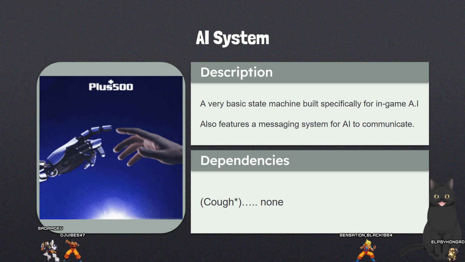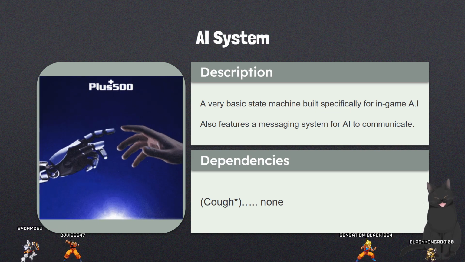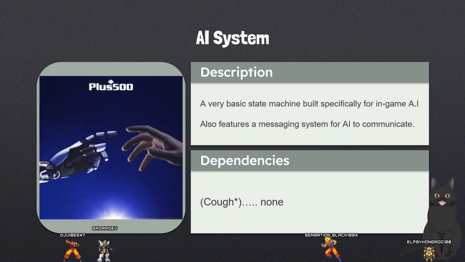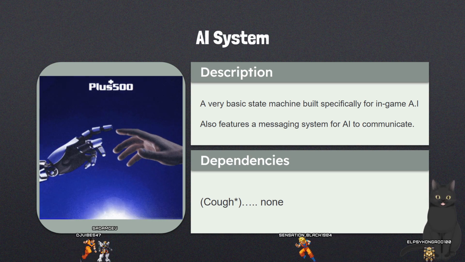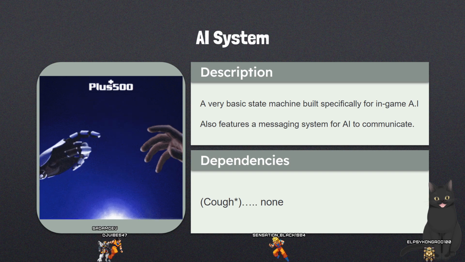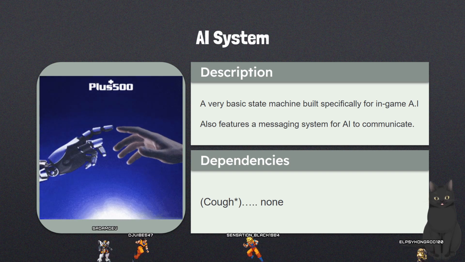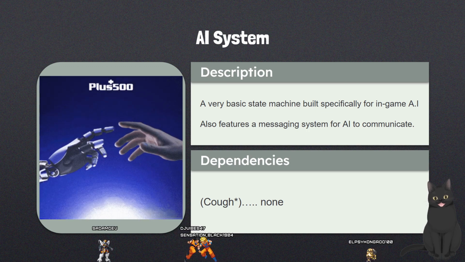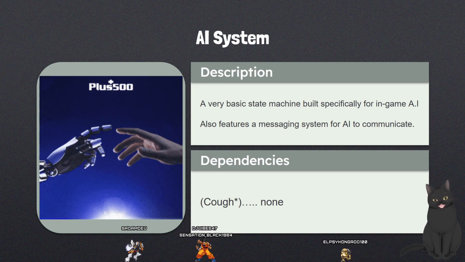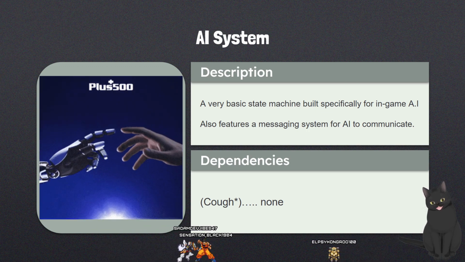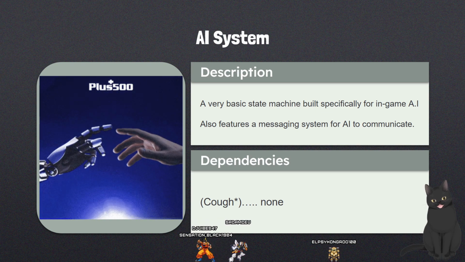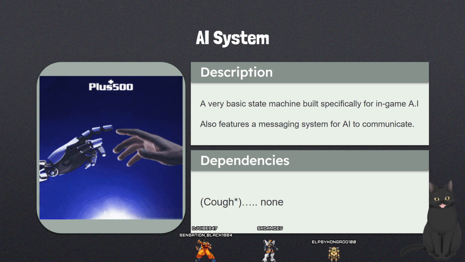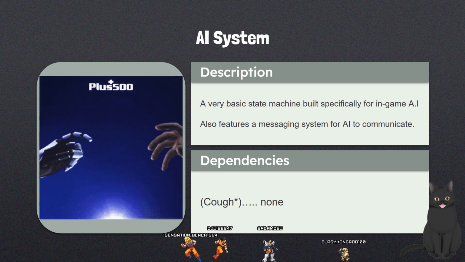All right, next thing is the AI system. I don't really have a good way to showcase it, so I'm just going to show some gameplay from Pong. But for this system, I have a very basic state machine built in for game AI, and you'll see in a second how it's structured. And it also features a messaging system that's exclusively for the AI system. I might pull that out and have it as a general messaging system between entities. But yeah, you can send messages between entities using the system, right?